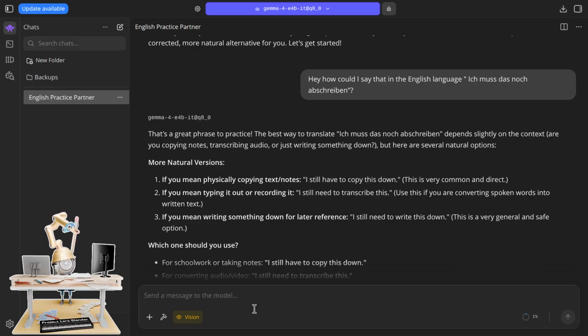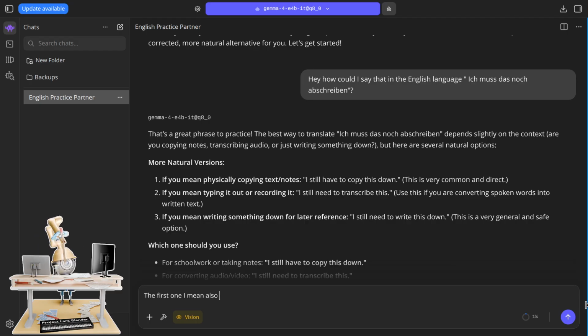The second one is if you mean typing it out or recording it: I still need to transcribe that. Yeah, transcribe that. I see. Or if you mean writing something down for later reference: I still need to write this down. No, I mean the first one actually. The first one I mean.